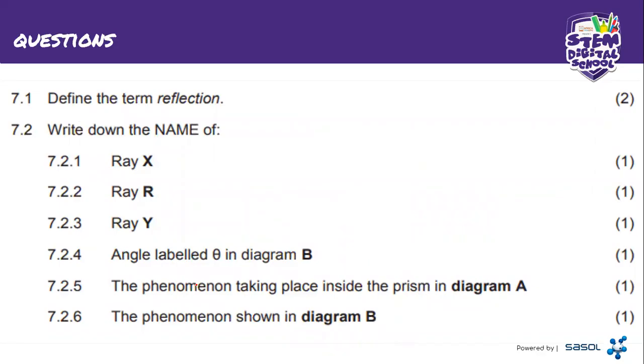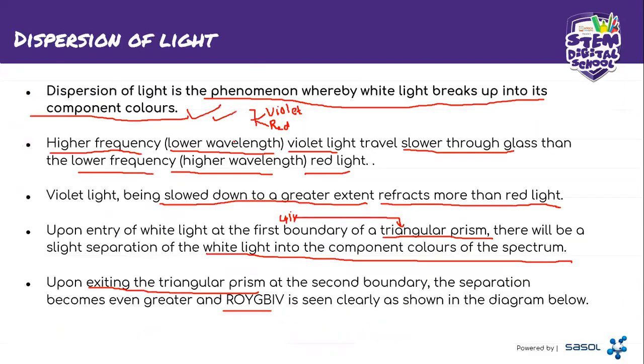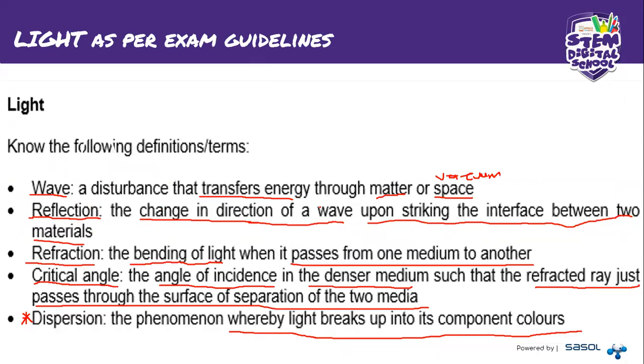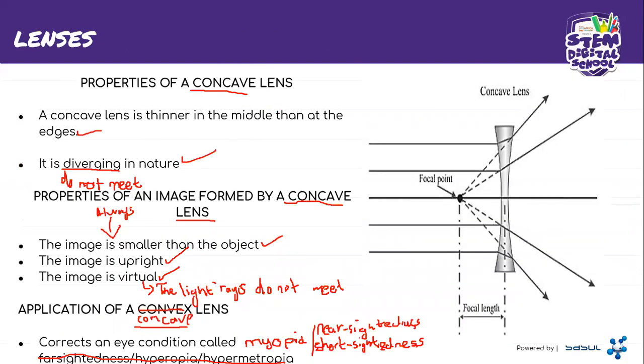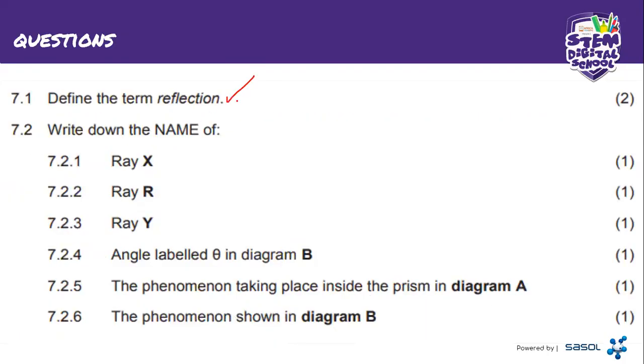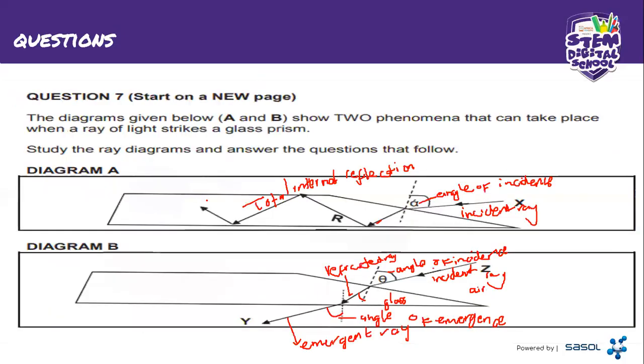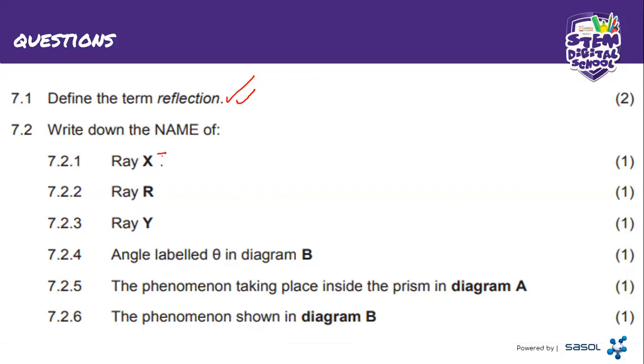We are required to define the term reflection. And we know reflection is the change in direction of a wave upon striking the interface between two materials. There it is. The change in direction of the wave upon striking the interface between two materials. We know this, and that is going to be 2 marks. All the keywords must be there in the correct context. And then we must write down the name of ray X. We've talked about this. It is the ray that strikes the surface. So we said it is the incident ray.